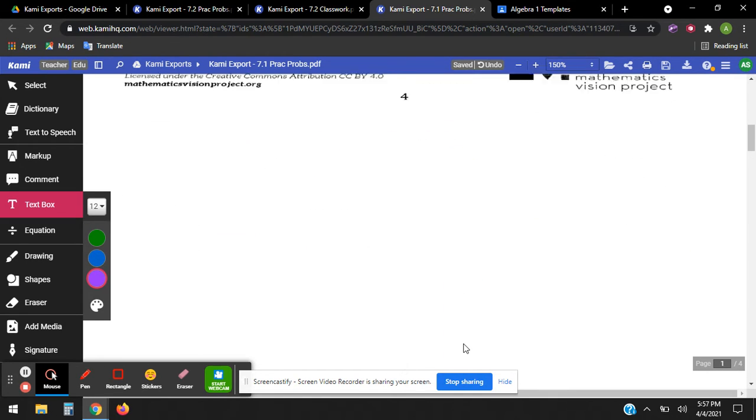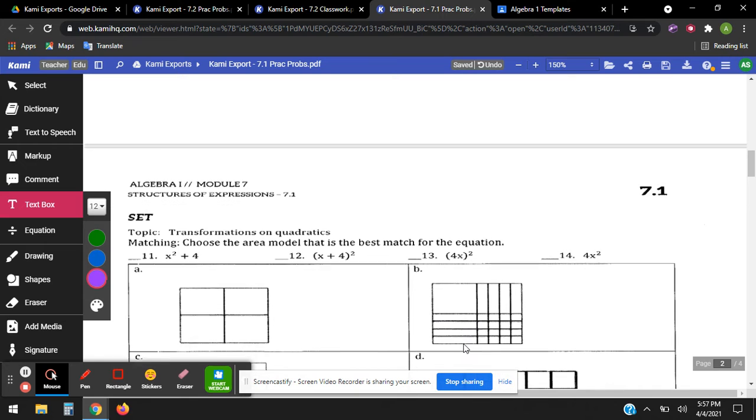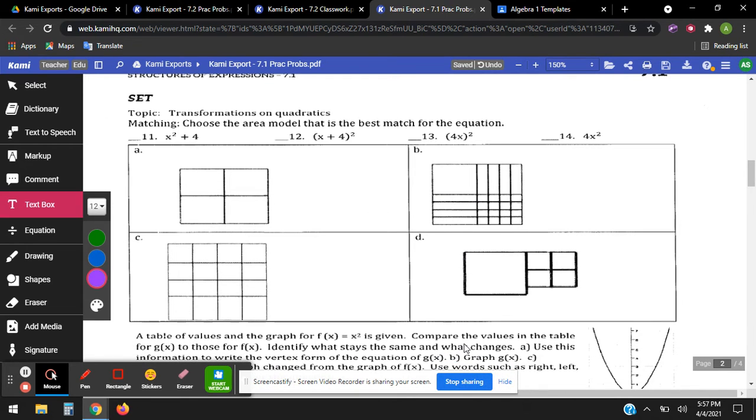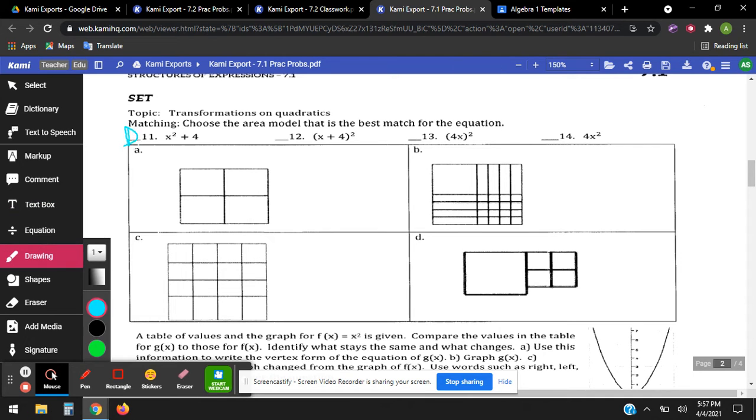All right, next page. We're going to do some matching here. So x squared plus 4. Choose the area model that matches. Well, I have an x squared. We assume these boxes here are x squareds, and here are 4 extra pieces on here. So this one would be D.